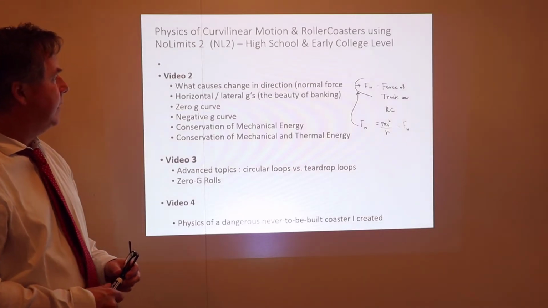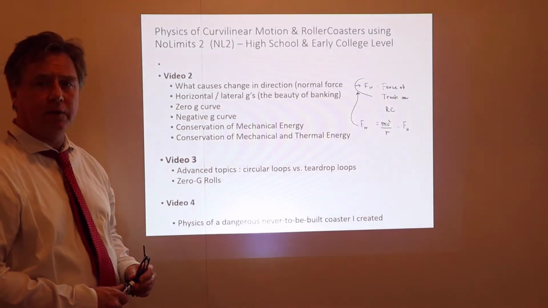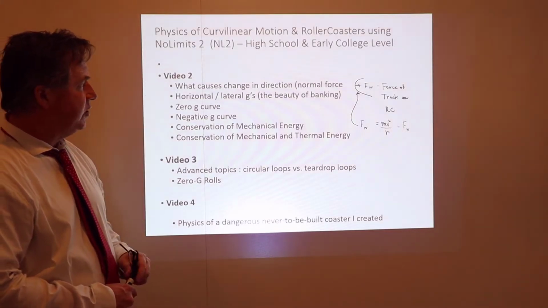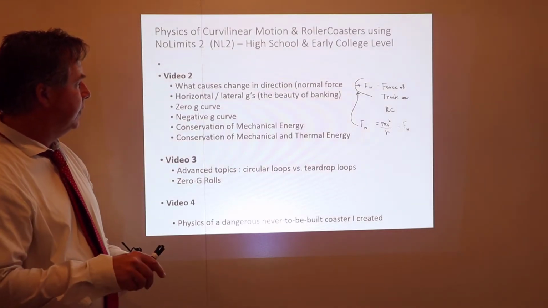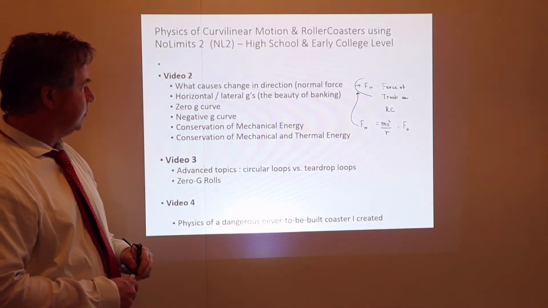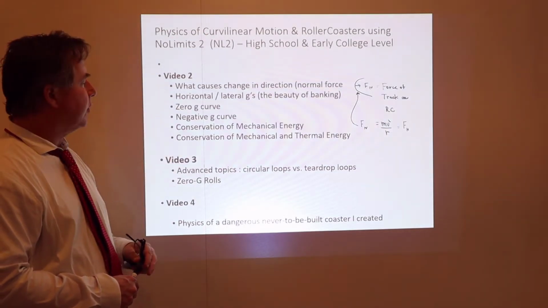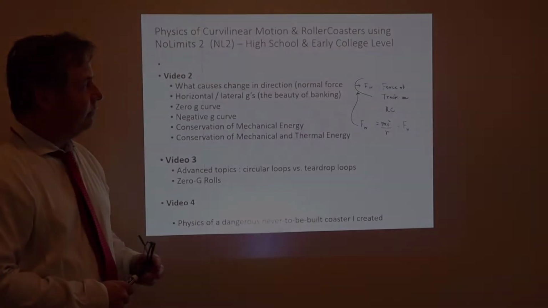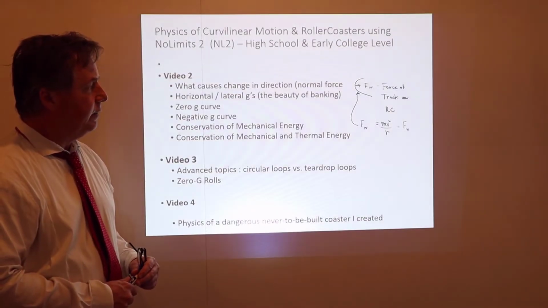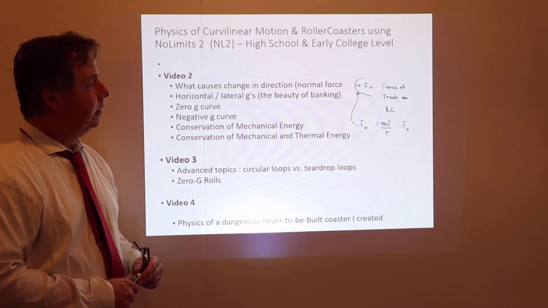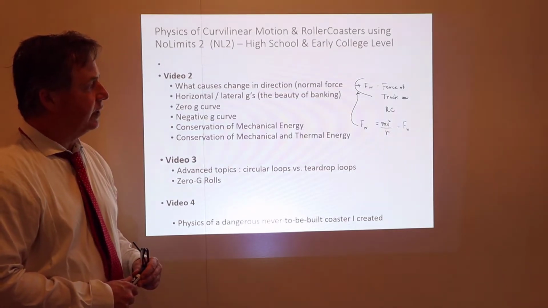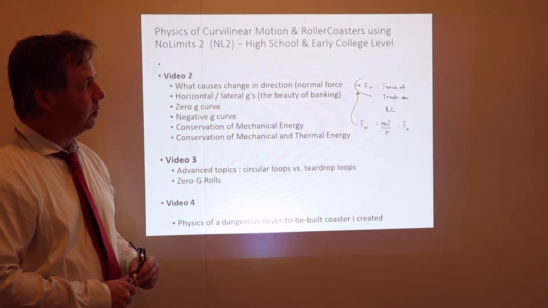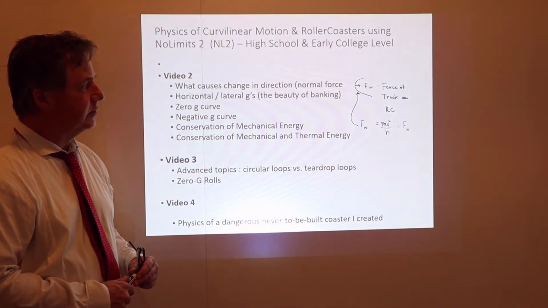Today I'm going to continue my discussion about the physics of roller coasters, and in this video I'm going to talk about what causes the change in direction of a roller coaster as it moves through the tracks: horizontal and lateral G's, zero G curve, negative G curve, conservation of mechanical energy. I should have mentioned this in the first video. I've been focused on vertical and horizontal G's, acceleration, but what causes a horizontal force or horizontal acceleration?